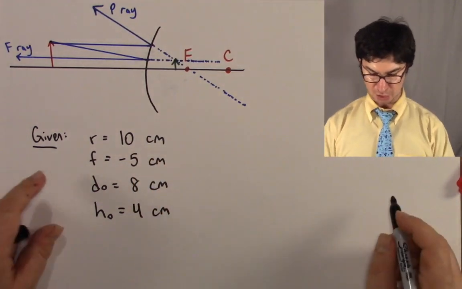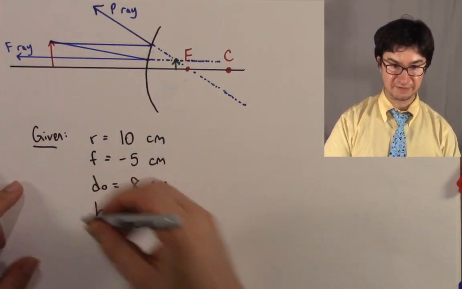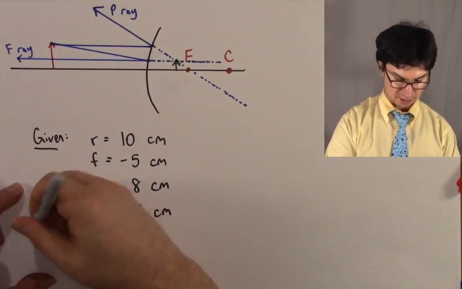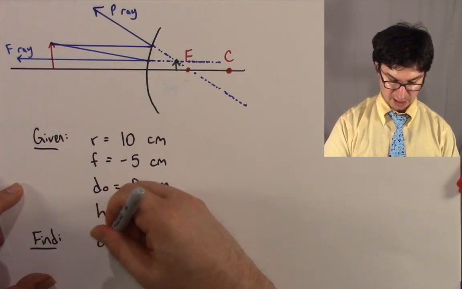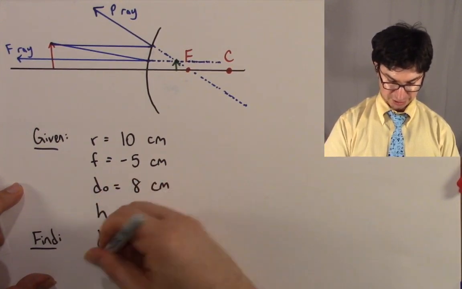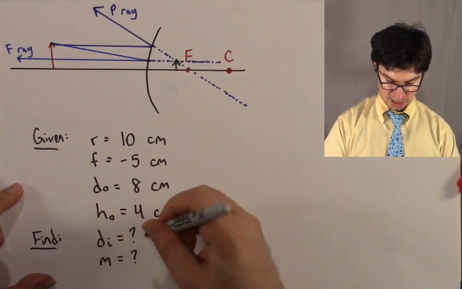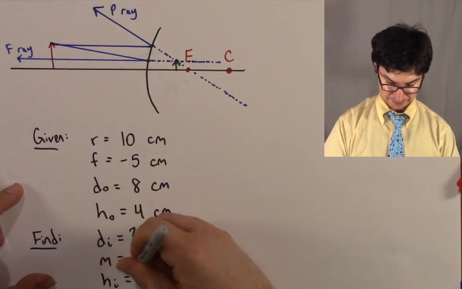Okay. So let's apply. What do we want to find? These are our givens. What do we want to find? Let's find the same stuff. Let's find the image distance, the magnification, and let's find the image height.